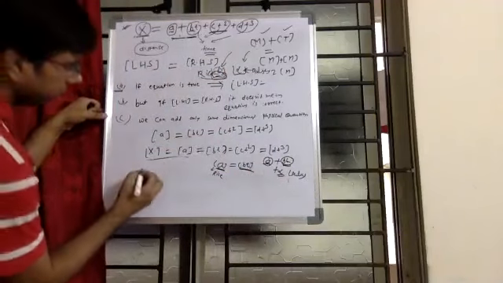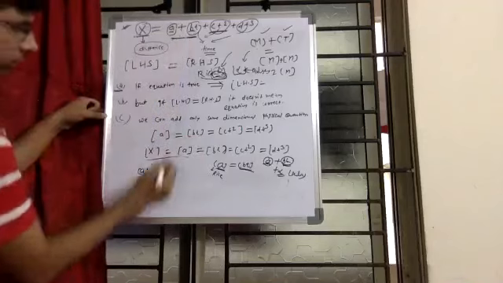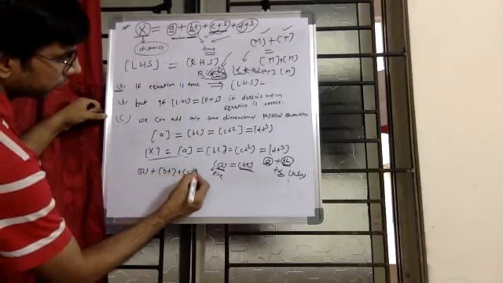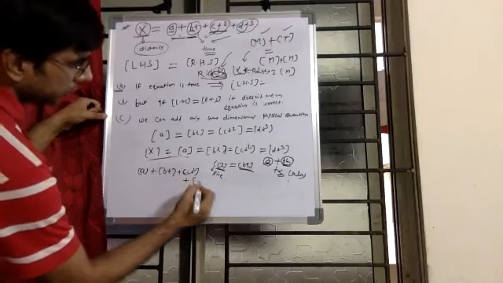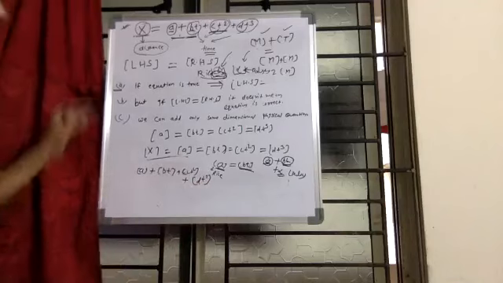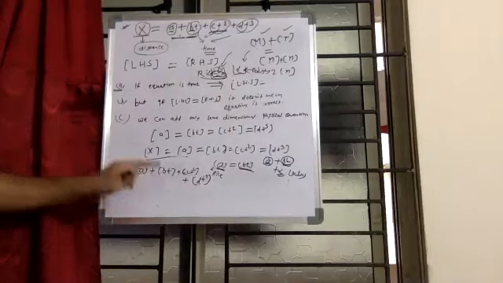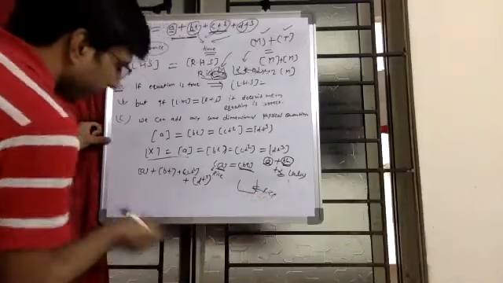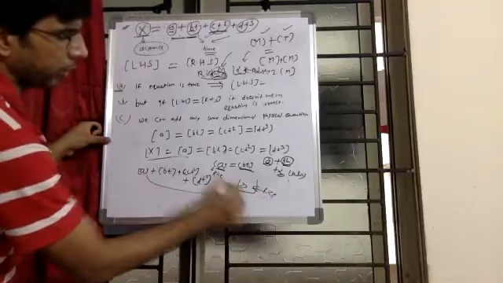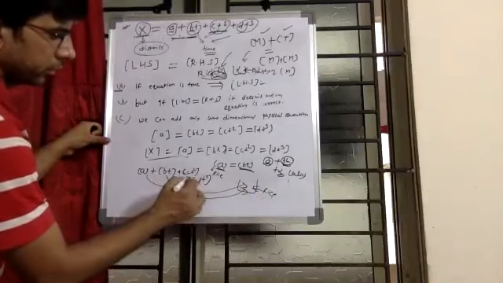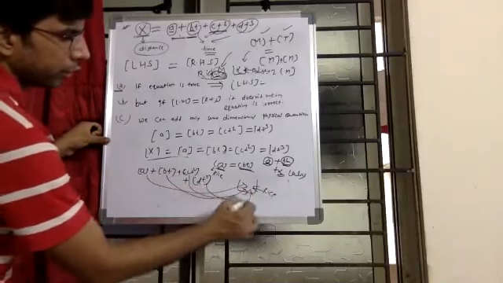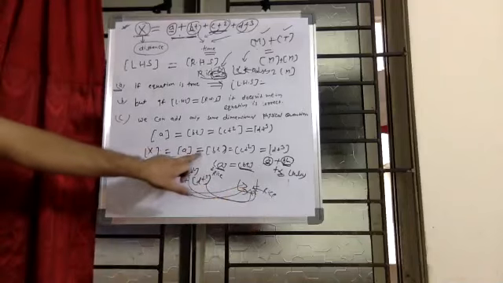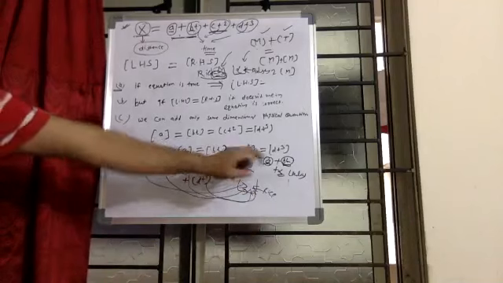So if A is rice, then BT must be rice. Same as CT square must be rice. Same as DT cube must be rice. Because we are adding all these things in the same container of rice. So A must be rice, BT must be rice, CT square must be rice, and DT cube must be rice. That's why I wrote dimension of A equal to dimension of BT equal to dimension of CT square equal to dimension of DT cube.